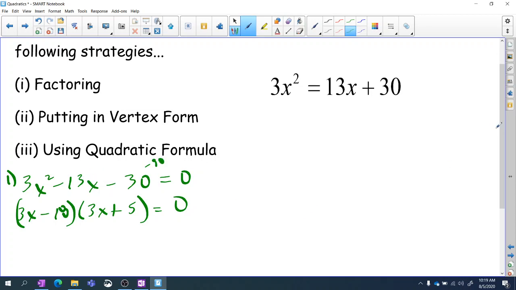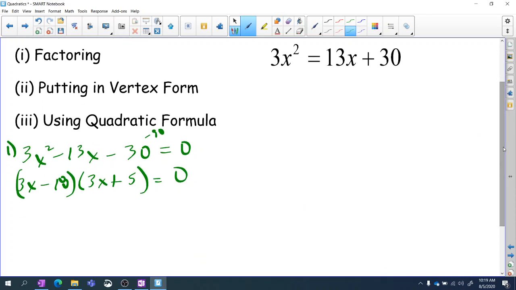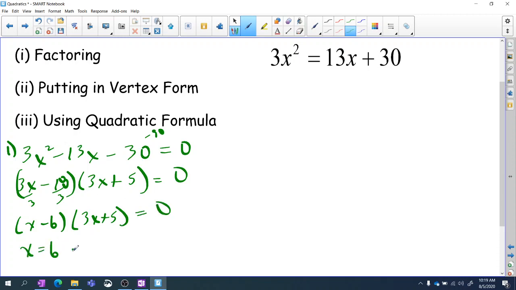The first bracket is divisible by 3. So I divide these by 3, and I will get x subtract 6, 3x plus 5 equals 0. So my two answers are 6 or negative 5/3.